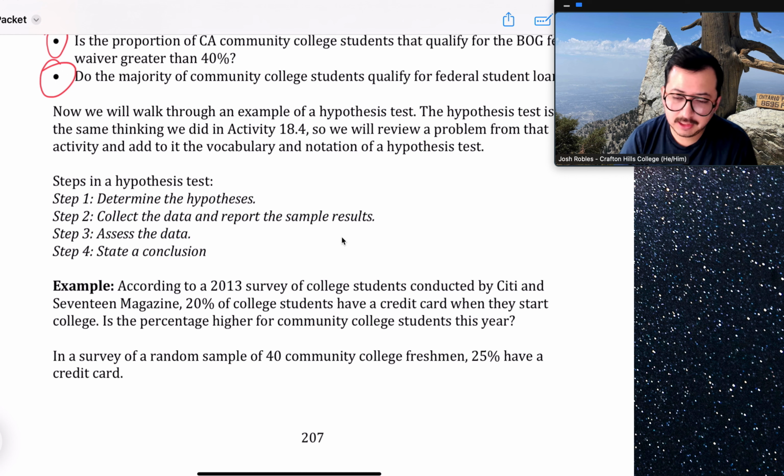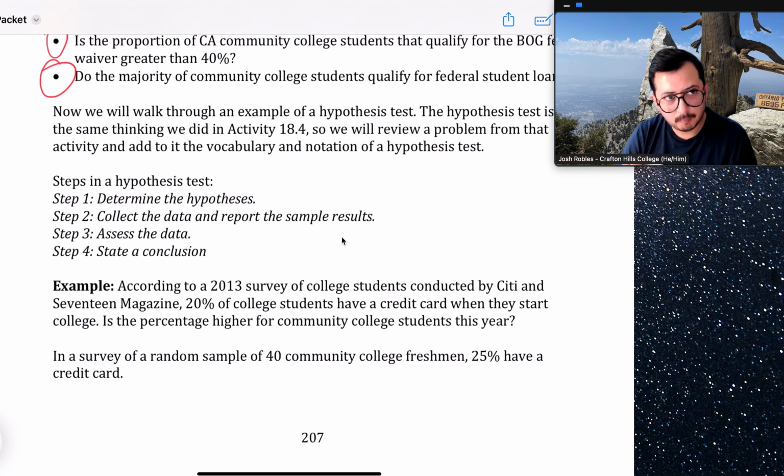Okay, 2013, a while ago now, a survey of college students conducted by City and 17 magazine found 20% of college students have a credit card when they start. Is that percentage higher for community college students this year?